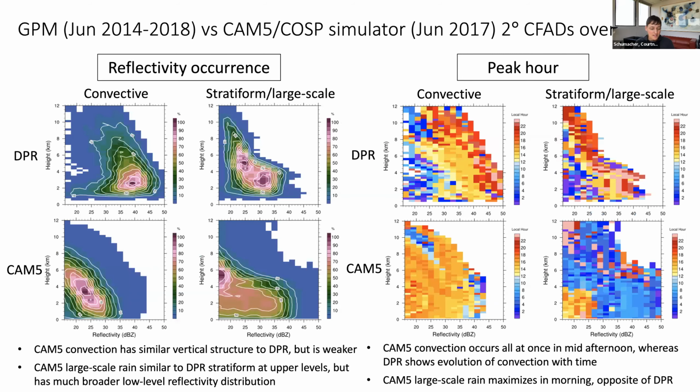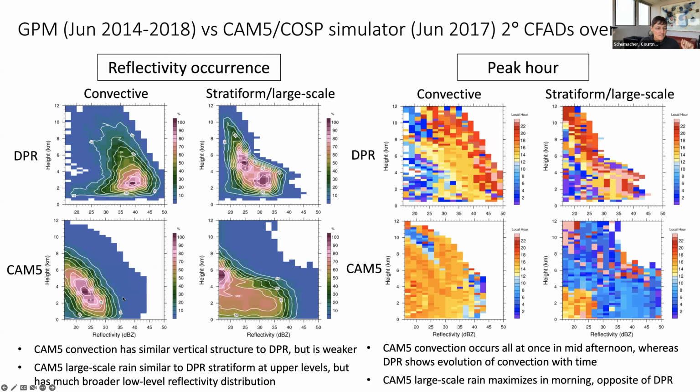And then finally, this is gonna be my last picture. It's a lot, but this is why I had to introduce CFADs and the simulator. If you separate the CAM5 reflectivity into convective and large scale, it looks a fair bit different. There are some similarities, but a lot of differences as well from what the DPR sees. Again, this is a longer term climatology just for June, over CONUS, over the US.